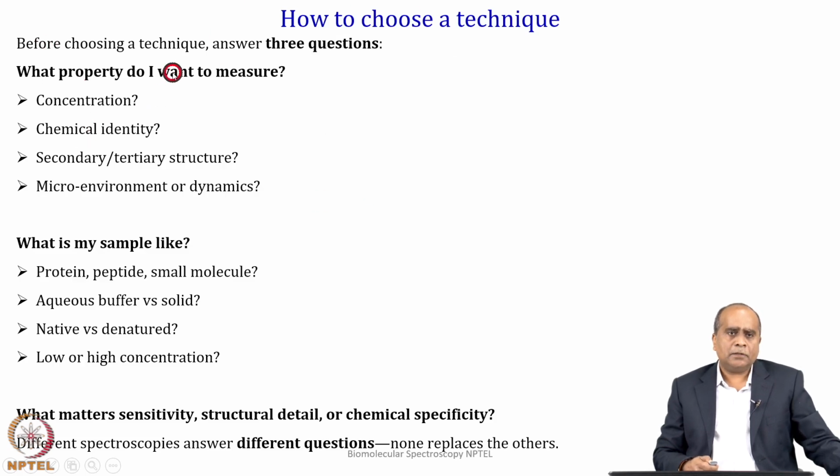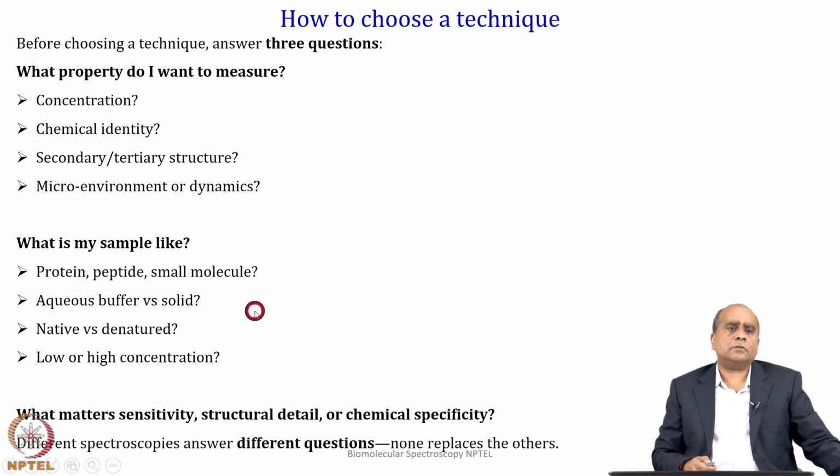What property do I want to measure? For a biomolecule, do I want to measure a concentration? Do I want to identify the molecule, like a chemical identity, or do I want to determine the secondary structure or tertiary structure, or do I need to measure the microenvironment or dynamics of this? These are some of the questions or properties that you want to address.